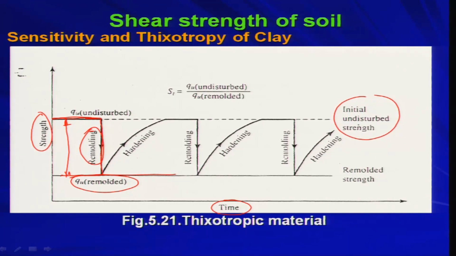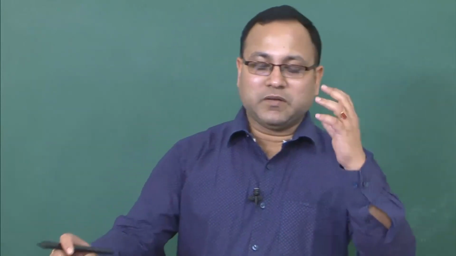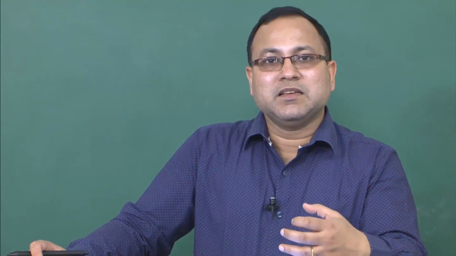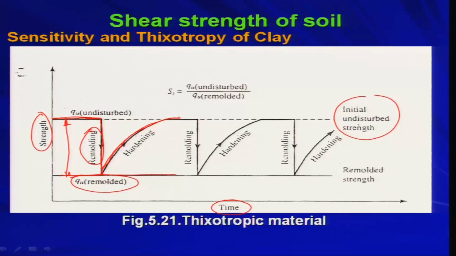Now, if you keep that as it is without any change in moisture content, as I told you, it will basically harden. It will gain strength with time, and along this x axis is the time. It will try to reach the same magnitude of Qu undisturbed. That means it will regain whatever strength it lost. This phenomenon is known as thixotropy, and this is known as complete thixotropy.